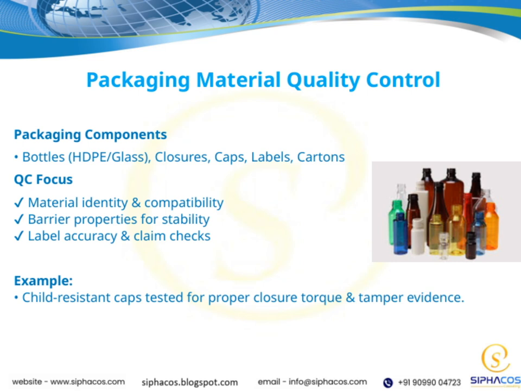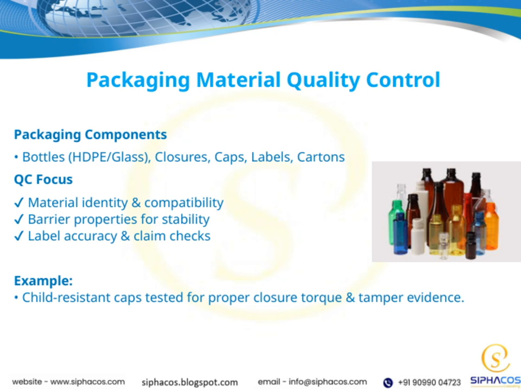Label accuracy and claim checks are also vital. Ensuring that labels are correct, legible, and truthful helps maintain regulatory compliance and consumer trust. For example, a specific case is child-resistant caps. These are tested rigorously for proper closure torque to prevent accidental opening, and also for tamper evidence, giving consumers confidence that the product hasn't been compromised.